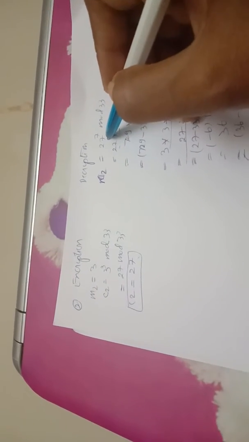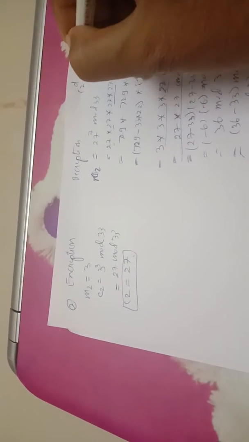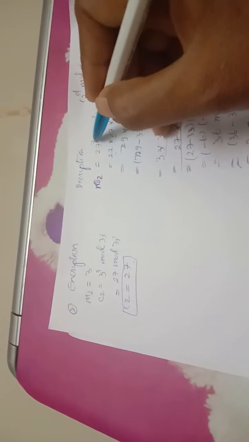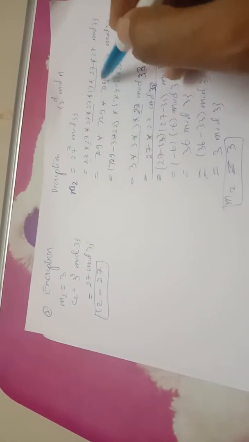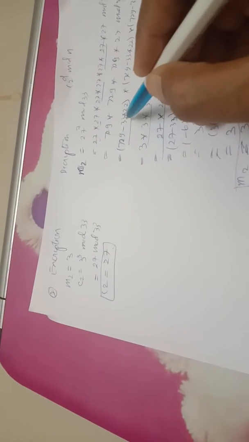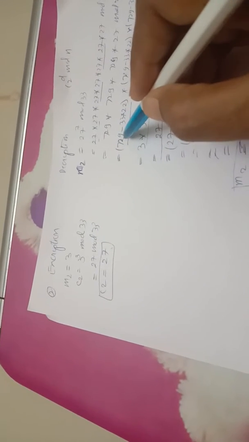The plain text block M2 we are getting back here by using C2 to the power D mod n. Our C2 is 27, D is 7, mod 33. So we have expanded here, and we have multiplied 27 into 27, and you will be getting 729. So again apply the reduction modulo step here. 729 minus 33 into 22, which is 726. So 729 minus 726 is 3. Similarly for this also 3, for this also 3 into 27 mod 33.